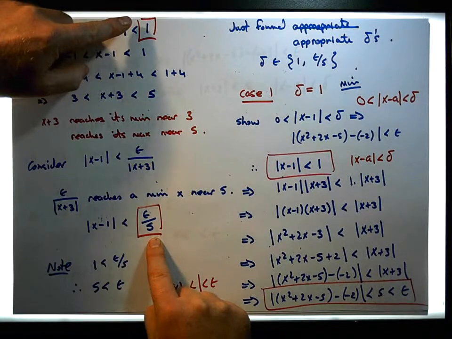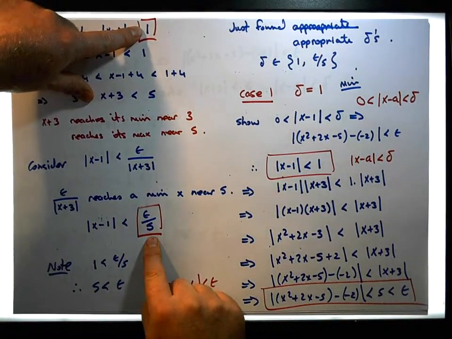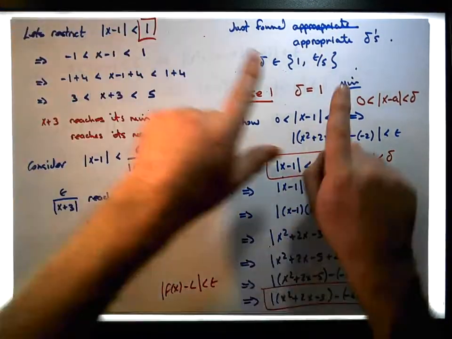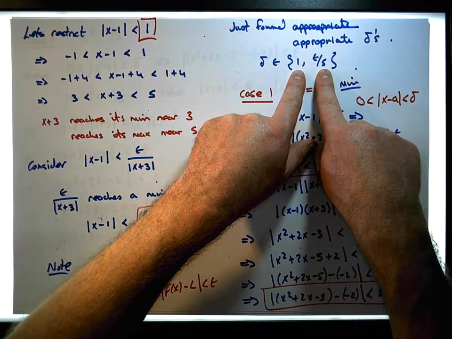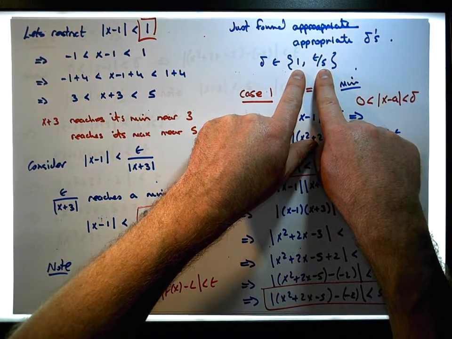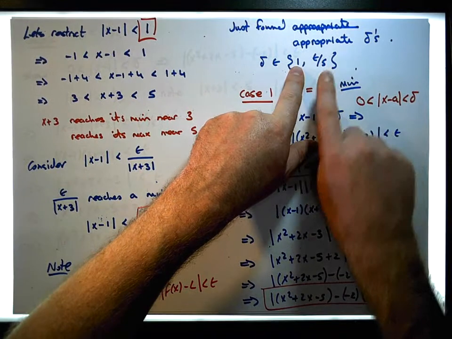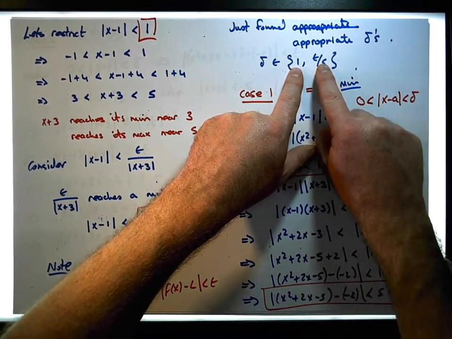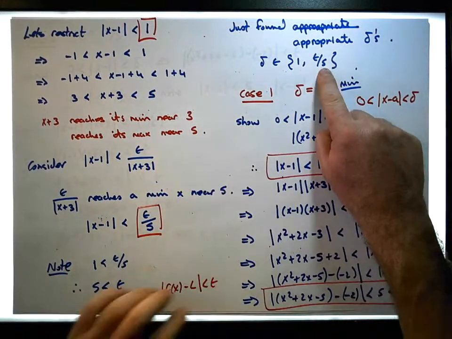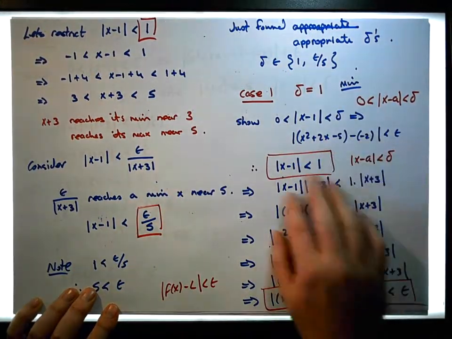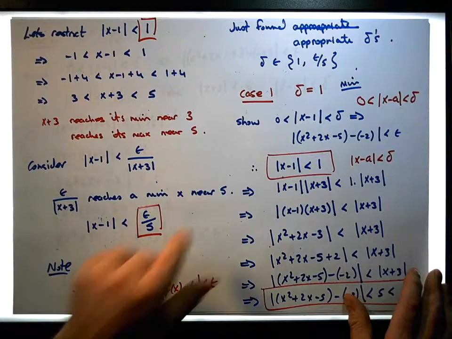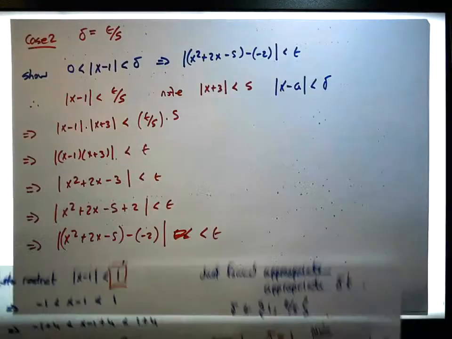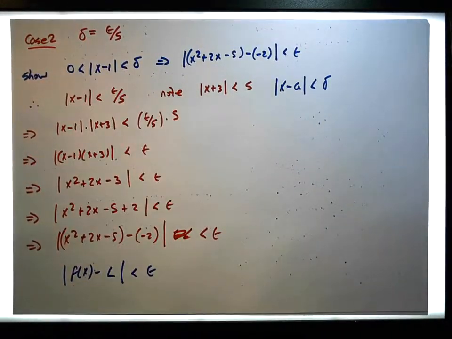So now we have two cases, when the delta is 1 and when it's epsilon over 5. And what we're going to do is choose the minimum between these two. We've got two cases. We need to evaluate when one is the minimum, and then we need to evaluate when epsilon over 5 is the minimum. And that's what we've basically done here: we took the case when delta is equal to 1, and then we took the case when delta is equal to 2.